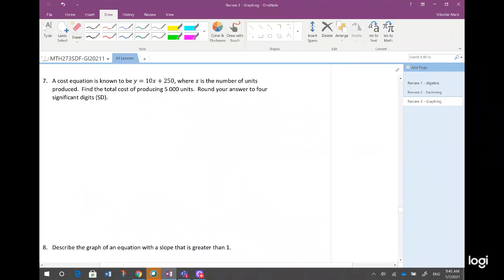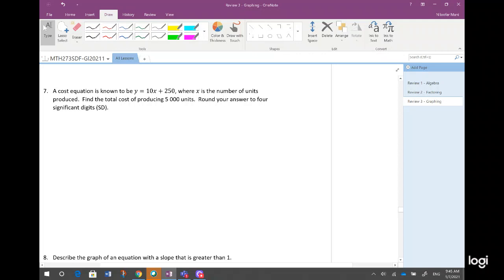Okay, so a cost equation is known to be 10x plus 250, where x is the number of units produced. So I produce, for example, several units, and that will be the cost that I have to consider for producing this many units. What is the cost for 5,000 units, rounded to 4 significant digits? So y is 10 multiplied by 5,000 plus 250, which is 50,250. And the answer is already 4 significant digits.